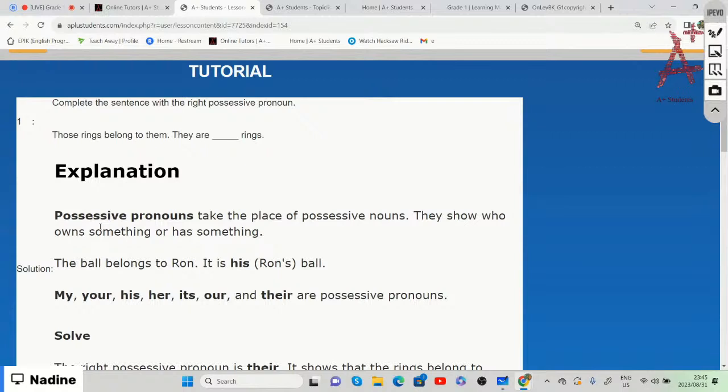All right, so now we have reached the end of our lesson on possessive pronouns, right? Where we say that possessive pronouns take the place of, it's basically you replacing the person's name, right? It shows who owns something or who has something, right? Who owns something or who has something. All right, so that is now the end of our lesson on possessive pronouns.